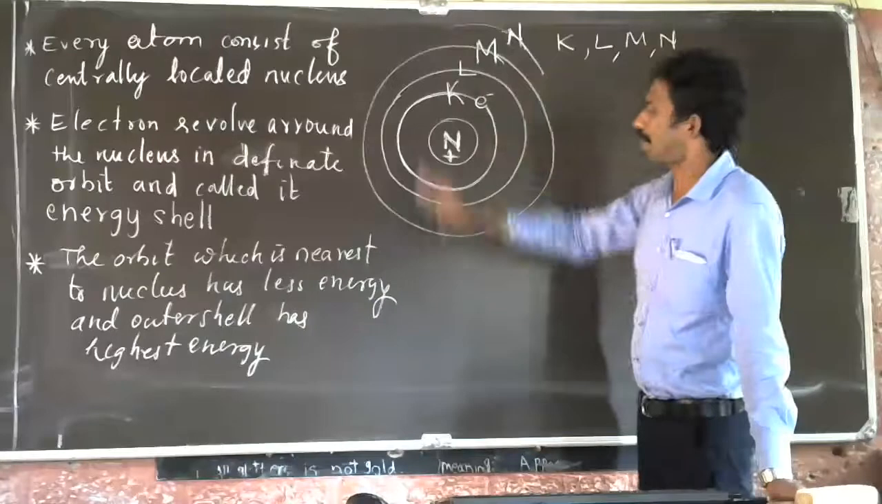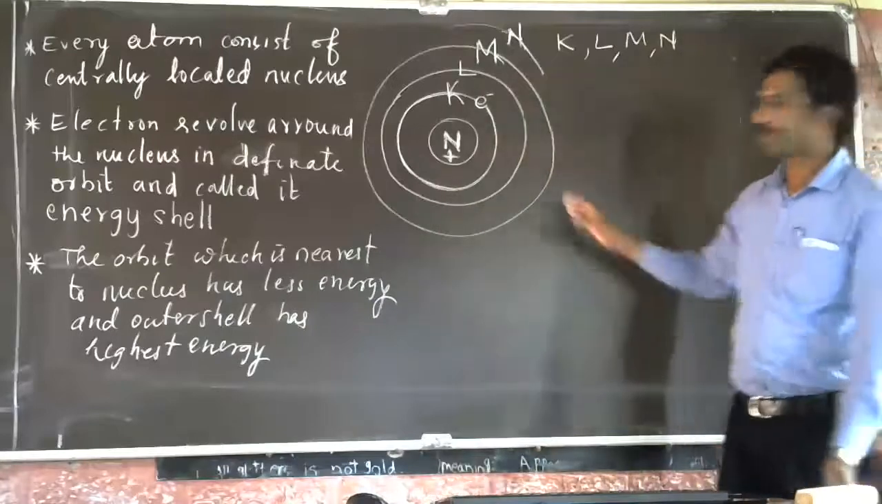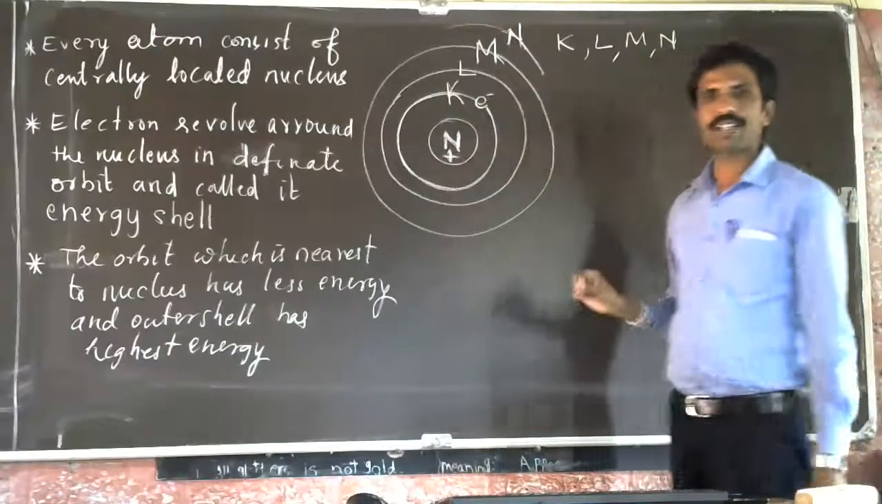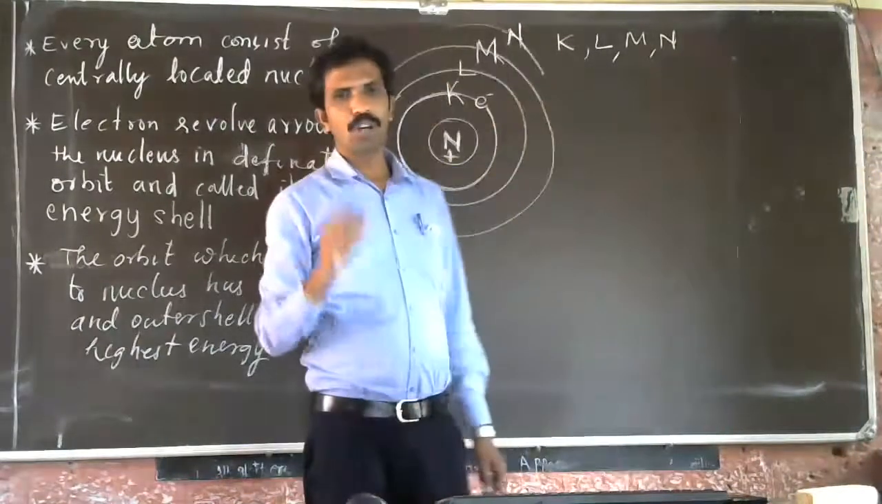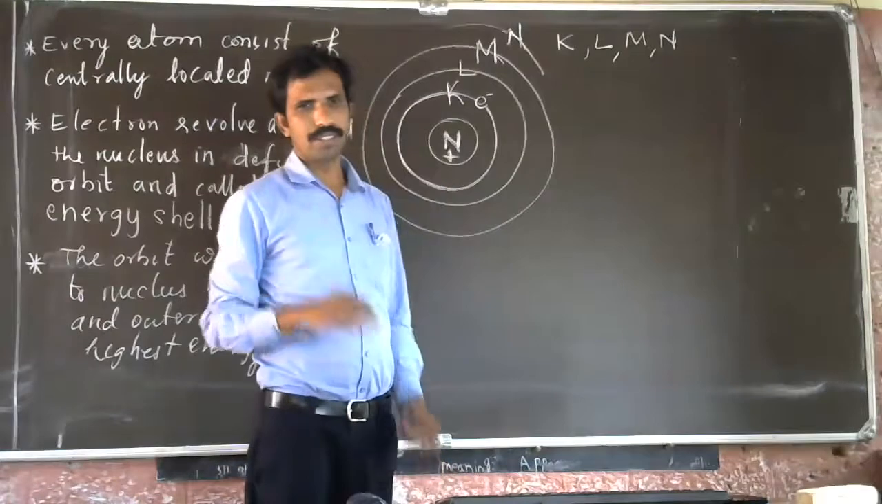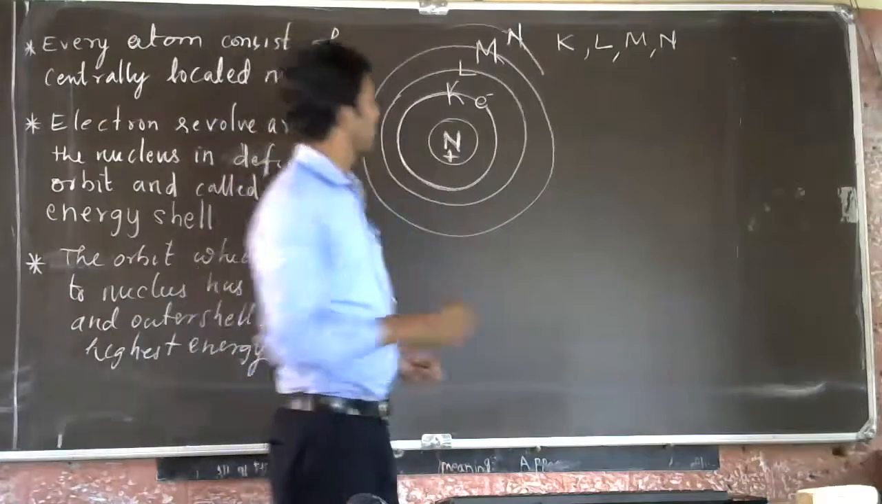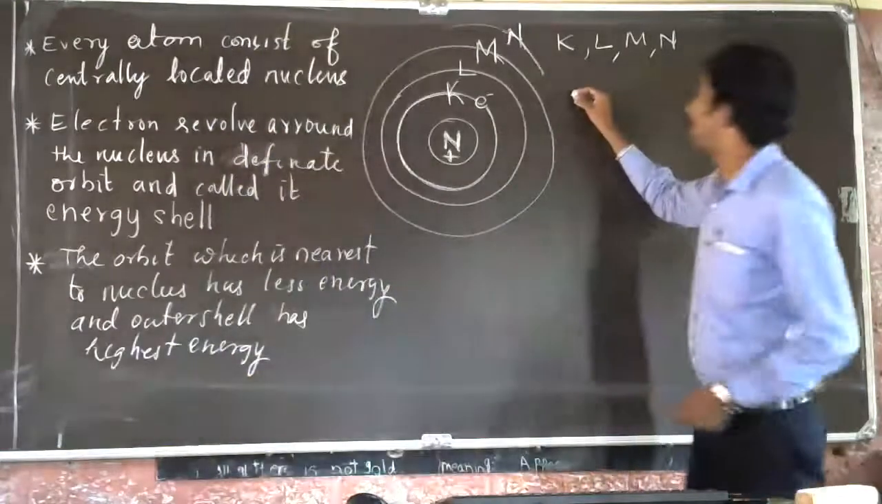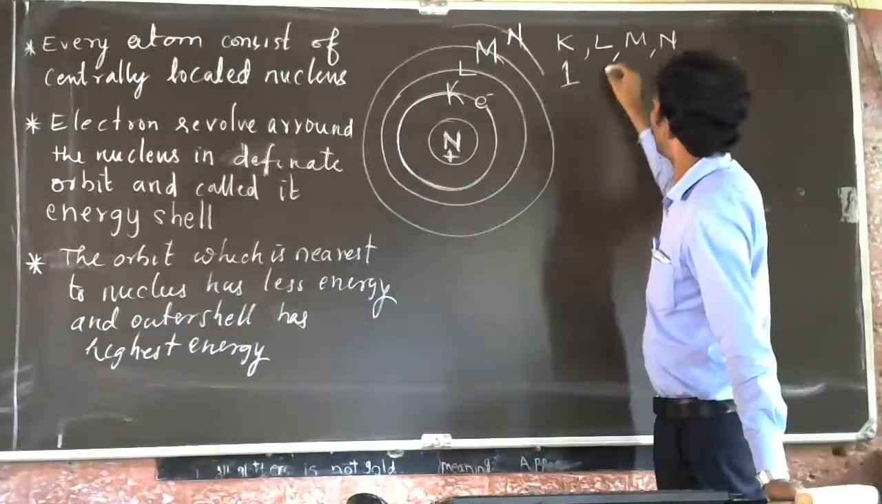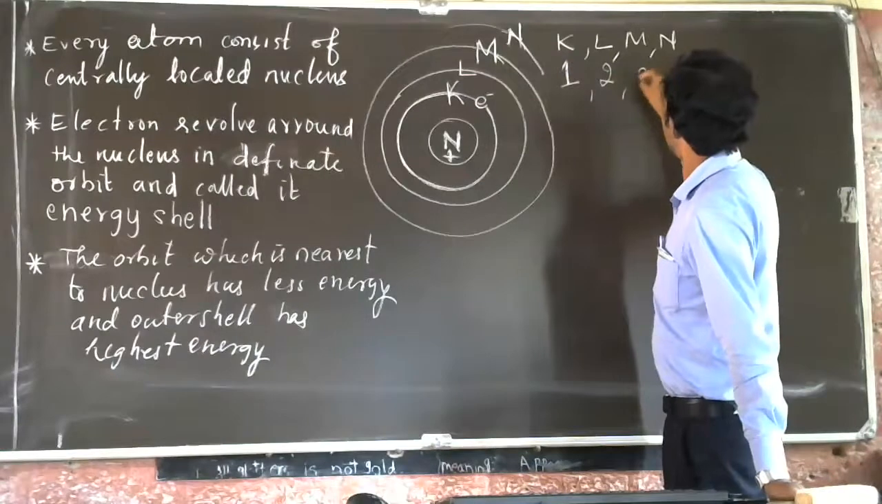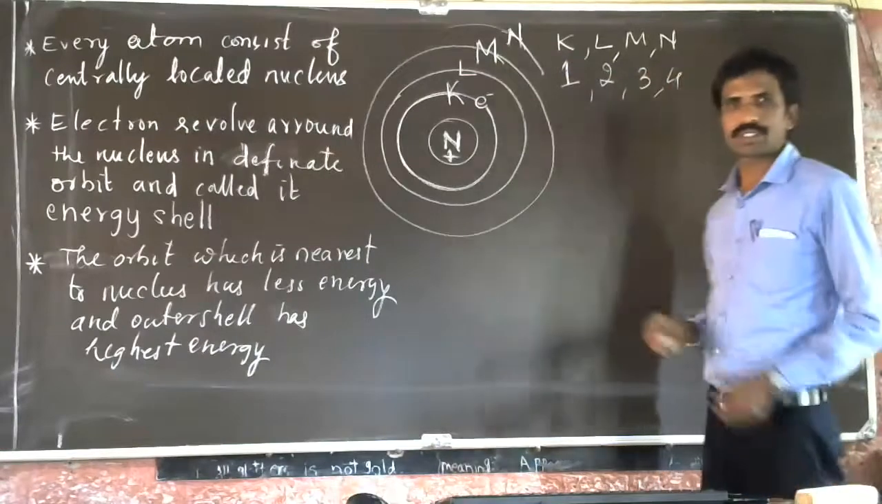This is how he explained his atomic model, and he told that every electron revolves around the nucleus in a definite orbit. That orbit is called a shell. And the shell is denoted by energy level: energy level 1, 2, 3, 4, and so on.